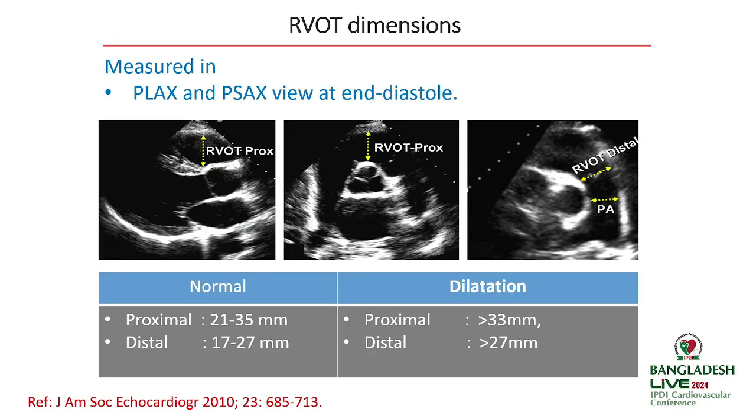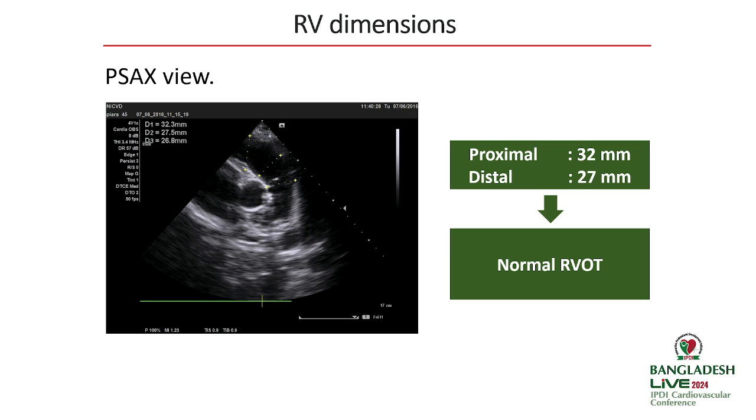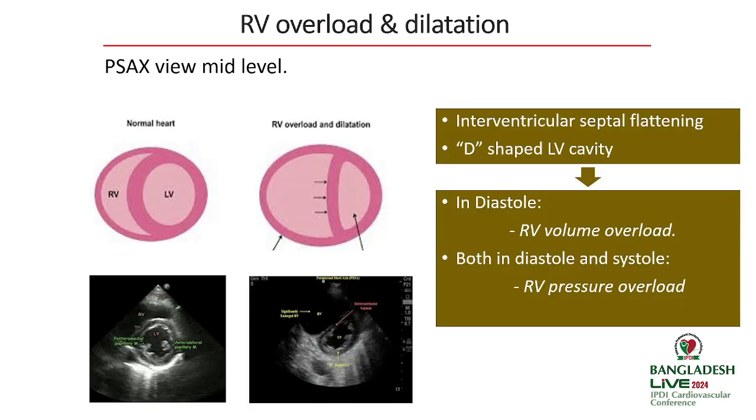And RV OT we should measure in parasternal long axis view and parasternal short axis view. In the parasternal long axis, we can measure the proximal RV OT, and in the parasternal short axis view, we can measure the proximal and distal RV OT as well. This is the parasternal short axis view, and you can see the RV OT measurement proximally and distally, which is normal.